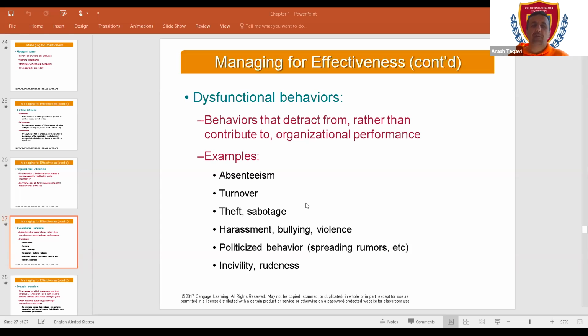They make you far from the organization, not near to the organization. For example, absenteeism is a dysfunctional behavior. Turnover: going out and other people coming instead of you. Theft or sabotage, or harassment, bullying, violence: very, very dysfunctional behaviors. Politicized behavior, spreading rumors, and so on. And incivility and rudeness. These are dysfunctional behaviors that someone as an employee can have.